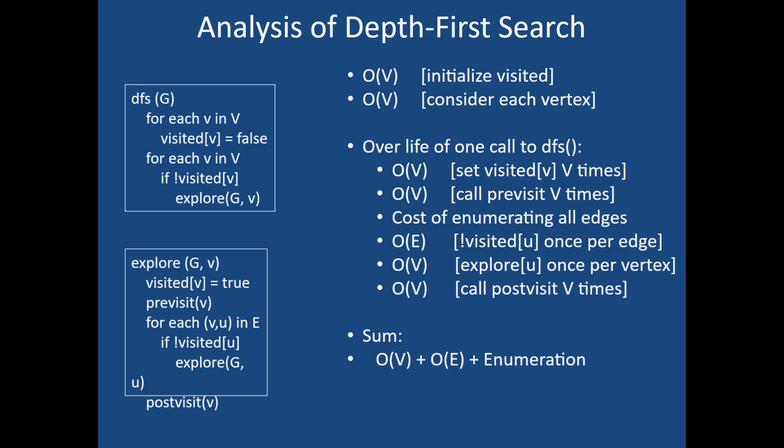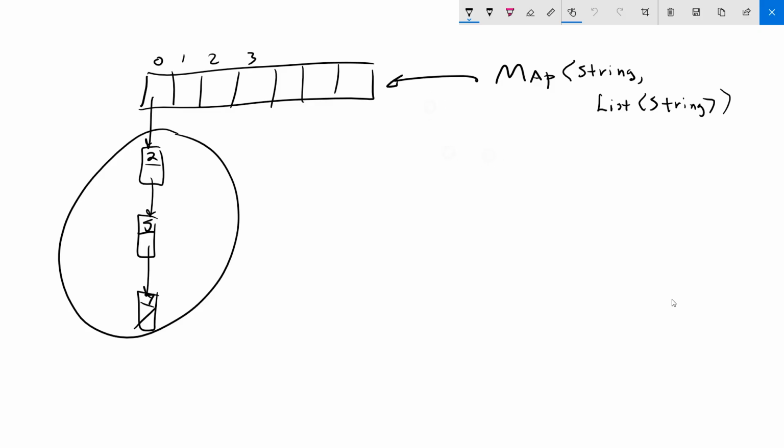I've got to have an adjacency matrix here. Adjacency list. So we've got this. Let's say we've got some list here, maybe nothing there, maybe something short there. So let's let that first one be A. What would be the cost of finding all the edges out of A?